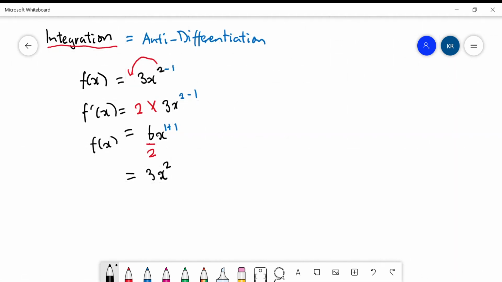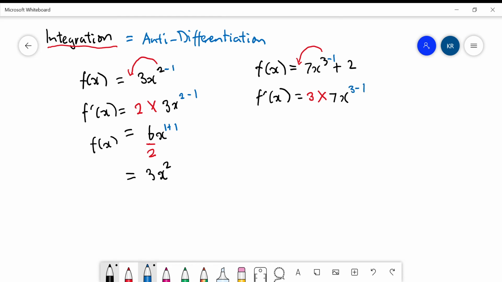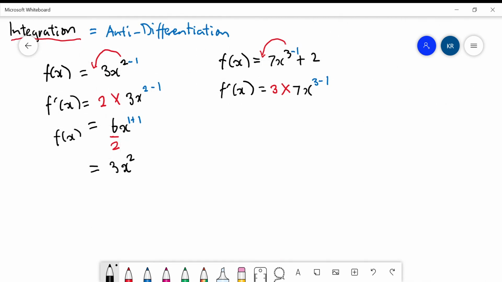Now, let us do another one. Let the new function be f of x is equal to 7x cubed plus 2. If we differentiate this, the power comes down and it reduces by 1. So you get 3 times 7x to the power of 3 minus 1 plus, the power also comes down here. So this is meant to be x.